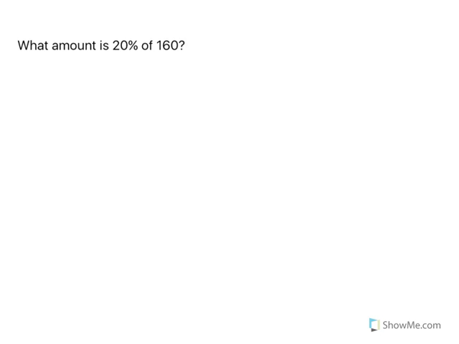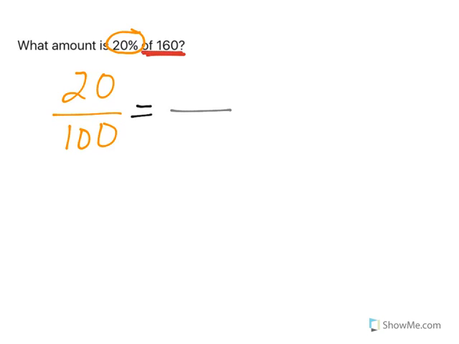So the first one, what amount is 20% of 160? Now, I always start with the percentage, always, because when I see 20%, that automatically to me means 20 over 100. Now, when I look at my other fraction, you can see we have "of 160." Well, "of" implies the total. The total goes on the bottom, and we see "what amount is." There's our unknown value, x.